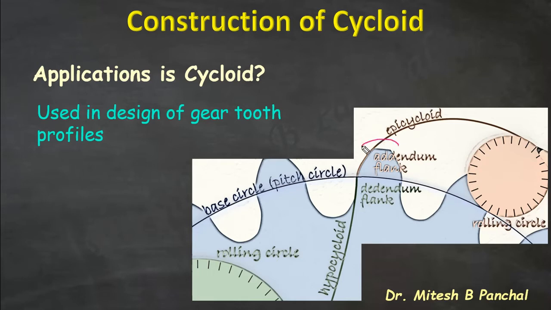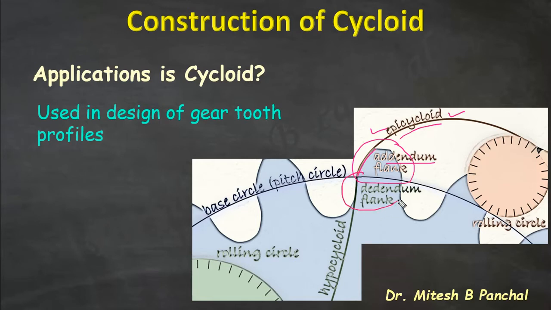The upper portion of a gear tooth profile is known as the addendum. So this addendum portion, that means the upper portion of a gear tooth profile, is designed by considering the epicycloid. When a generating circle rolls outside the directing circle, the curve is called an epicycloid.